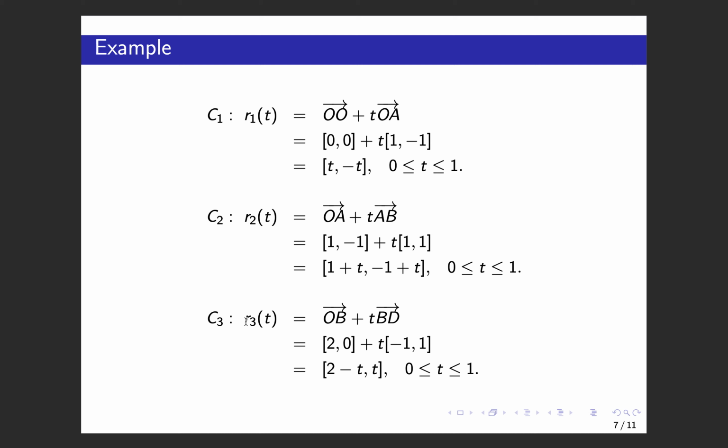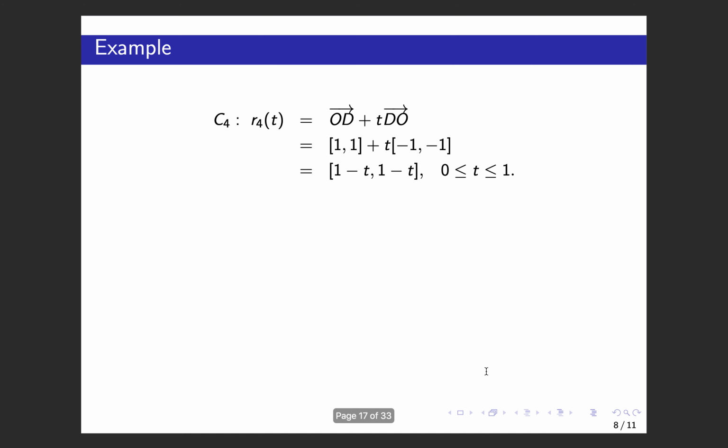The same thing for the parametric representation of the path C3, from B to D, will be OB plus t BD, which is 2, 0 plus t times minus 1, 1, and this is equal to 2 minus t, t, where t is between 0 and 1. And the same thing for C4: r4 will be 1 minus t, 1 minus t, with t between 0 and 1.